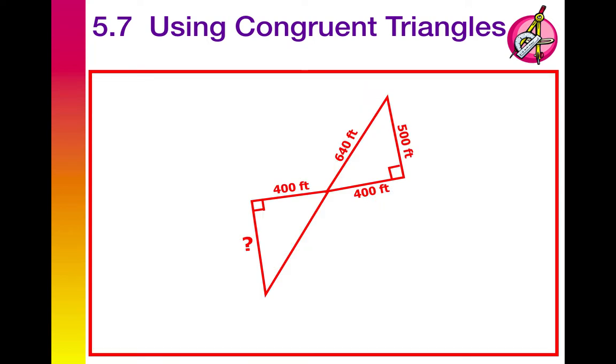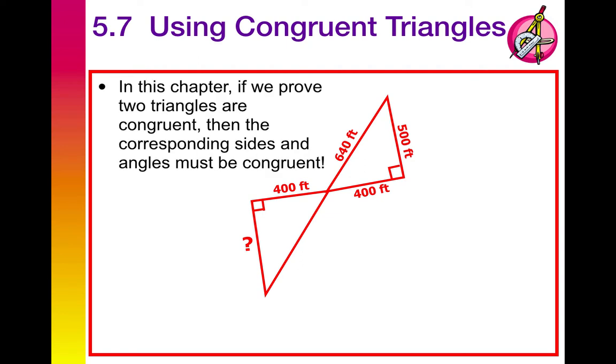So now we have these two triangles. On this side we can measure each one of these, no problem. On this side we can measure this one, but we couldn't measure these other two because of going across the freeway. So in this chapter we can show that two triangles are congruent. If we can prove they're congruent, then all the corresponding sides are going to be congruent and all the angles are going to be congruent.